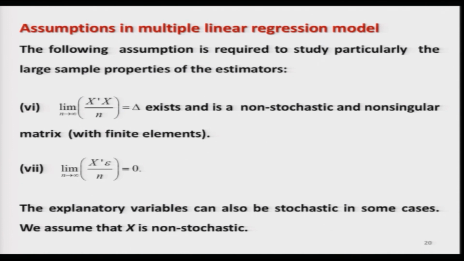And in order to do it, we use the large sample asymptotic approximation theory, and for that you need this assumption. You simply need the assumption that as limit n goes to infinity, X transpose X upon n is a matrix which is indicated by capital delta. This matrix exists and it is a non-stochastic and non-singular matrix having finite elements. And we also assume that as limit n goes to infinity, the quantity X transpose epsilon divided by n goes to 0.